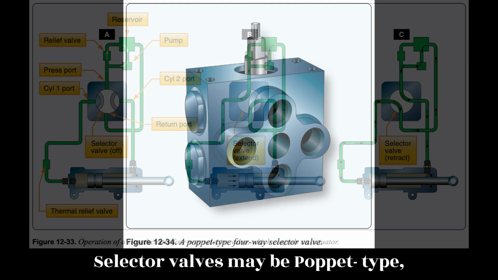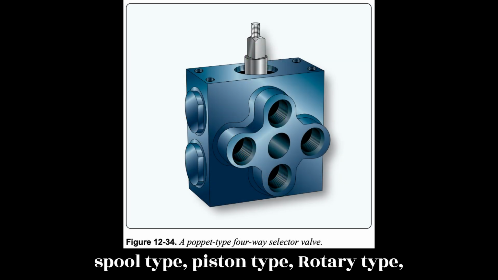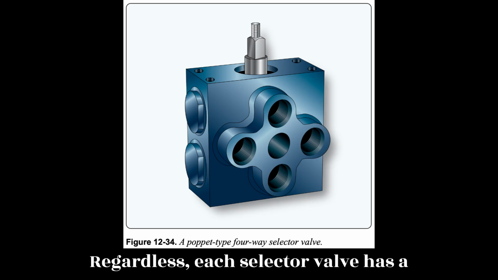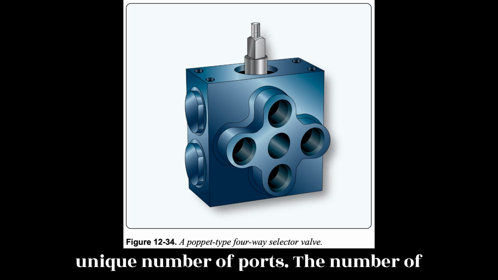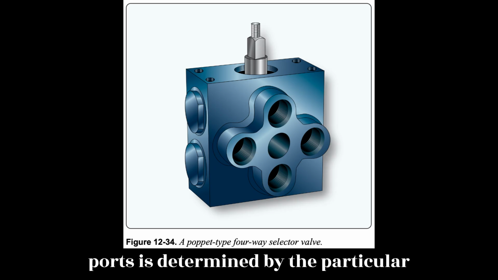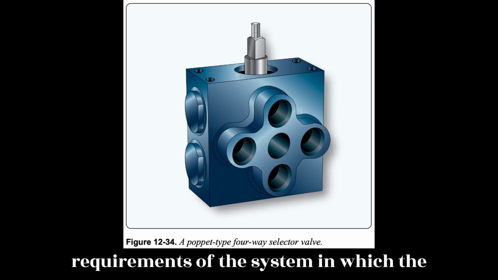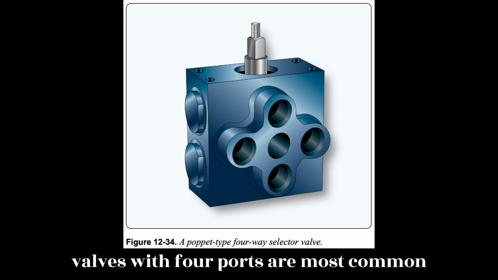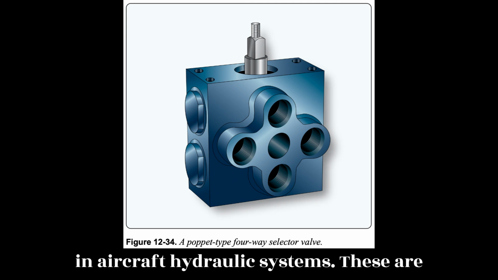Selector valves may be poppet type, spool type, piston type, rotary type, or plug type. Figure 12-34. Regardless, each selector valve has a unique number of ports. The number of ports is determined by the particular requirements of the system in which the valve is used. Closed-center selector valves with 4 ports are most common in aircraft hydraulic systems. These are known as four-way valves.